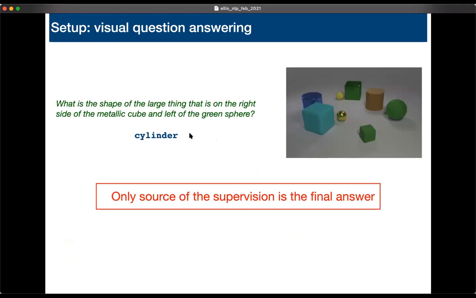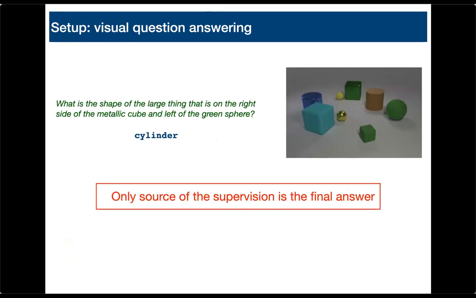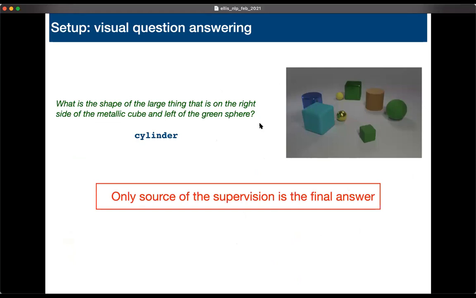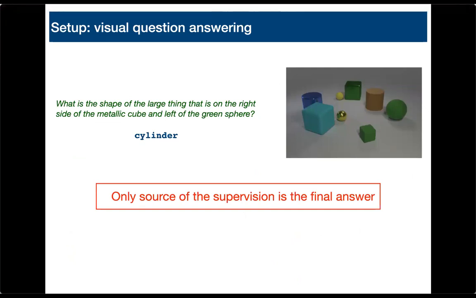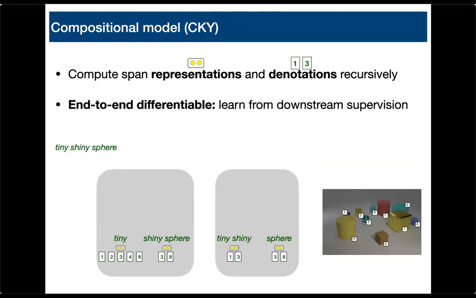At training time, we only see the answer, cylinder. So no one is telling us that there is some recursive compositional structure here. We're just given the answer, and given a question and an image, we need to find the answer. So this is the setup. And our goal is to show that by having an explicit inductive bias for compositionality, we will get better compositional generalization.